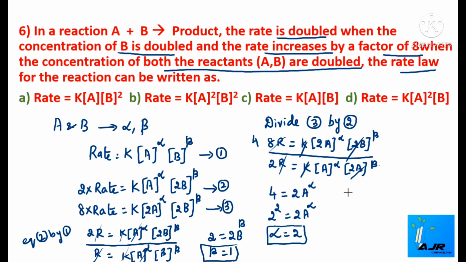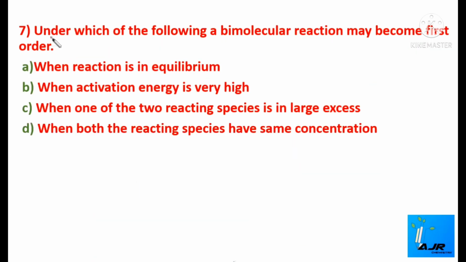What is the rate law now? Rate is equal to K into A. What is the value of alpha? It is 2. So A power 2, and what is the value of beta? It is 1. So this is the correct answer. Which option is having this format? Option D. So the next question: under which of the following conditions may a bimolecular reaction become first order?